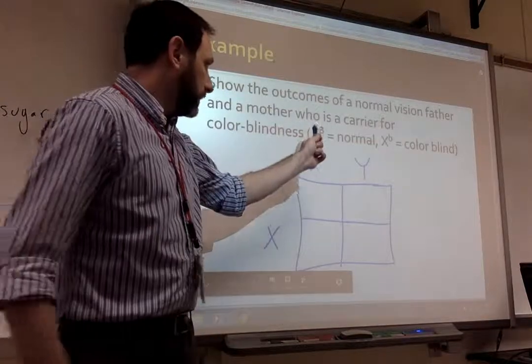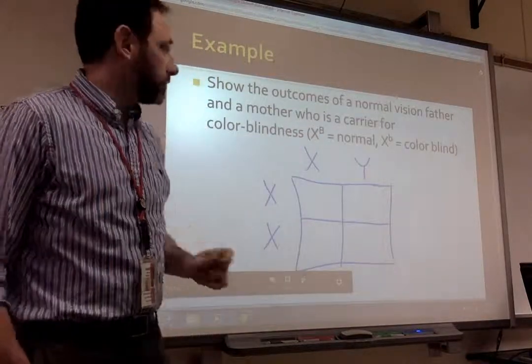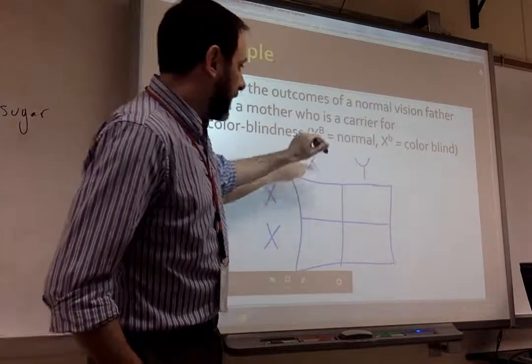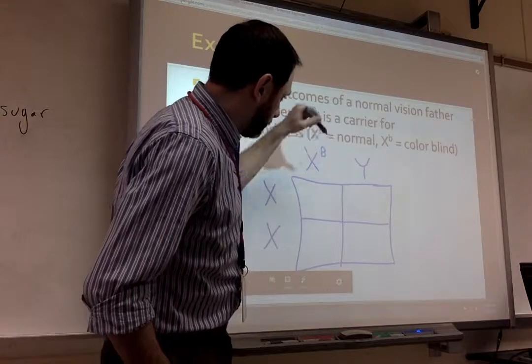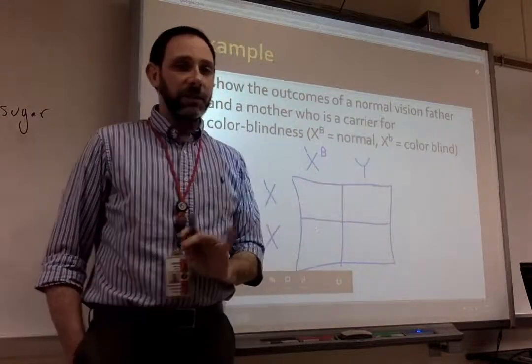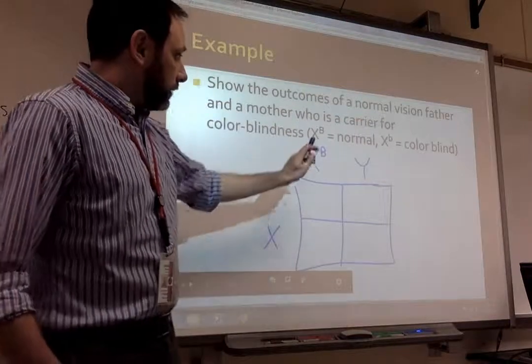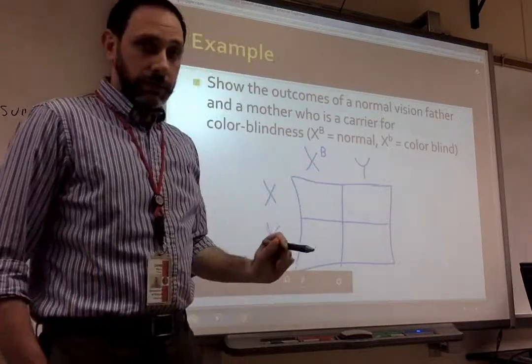Now we're going to try to fill in the B's on the X chromosome. The normal vision father means he's going to have a capital B on this X chromosome. And we don't put anything on the Y. We leave the Y blank. It's like a placeholder. So this is the father's genotype.